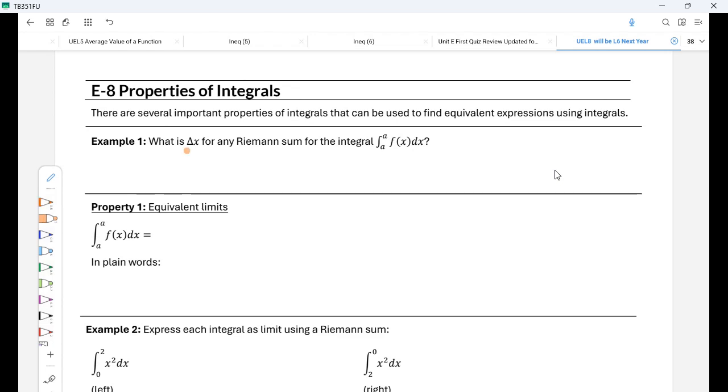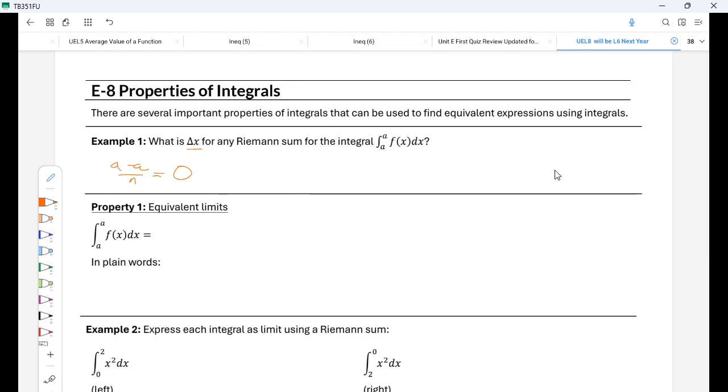So think back to your left and your right sums. How do we find delta x when we're doing a left and right sum? It's 0 over n, right? Because the formula for delta x is b minus a over n, but in our case, we don't have b minus a, we have a minus a. And regardless of what that number is, if it's the same in both places, you've got a big 0.